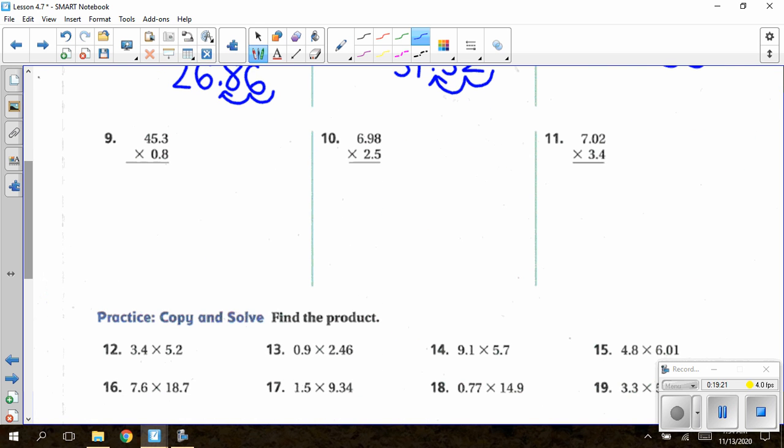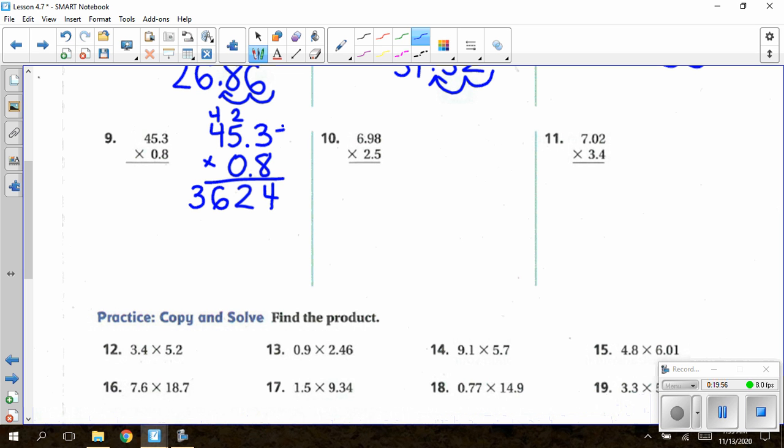For question number 9, I have 45 and 3/10 times 8/10. 8 times 3 is 24. 8 times 5 is 40, plus 2 is 42. 8 times 4 is 32. 32 plus 4 is 36. Now I do not have to multiply that 0 out because it would just give me a line of zeros. So I can just go ahead and place my decimal.